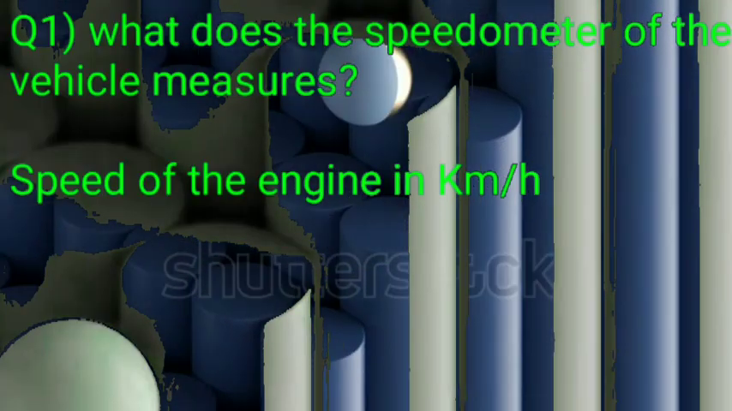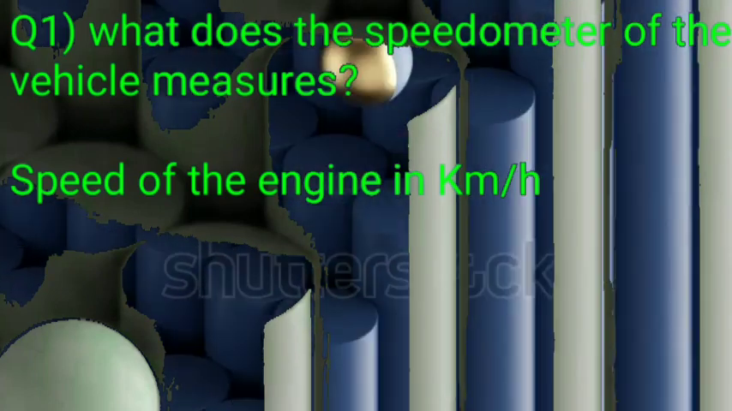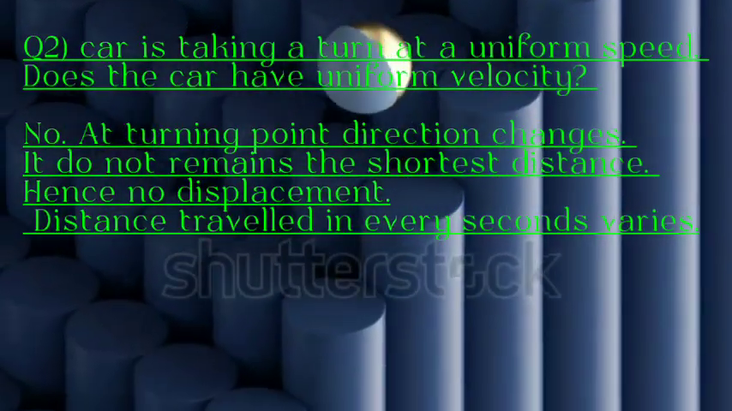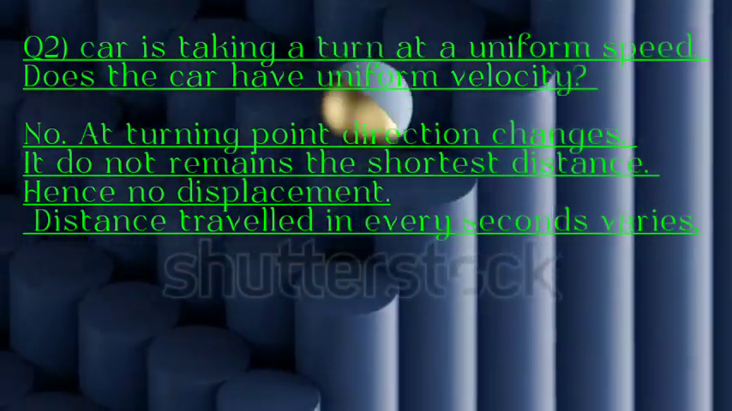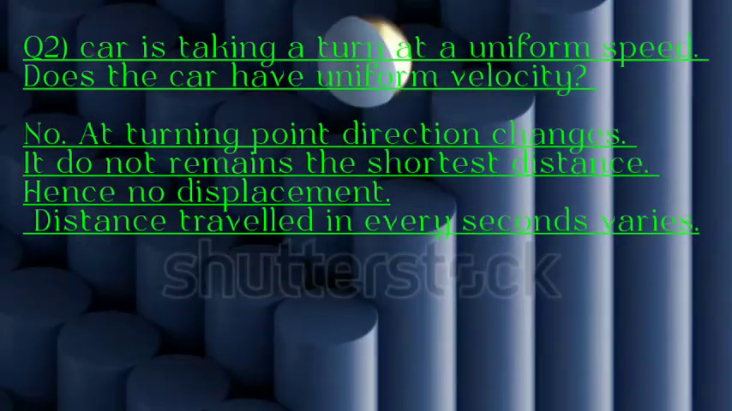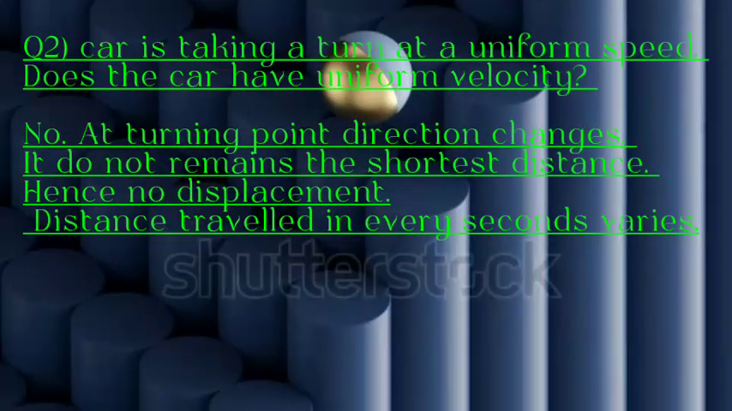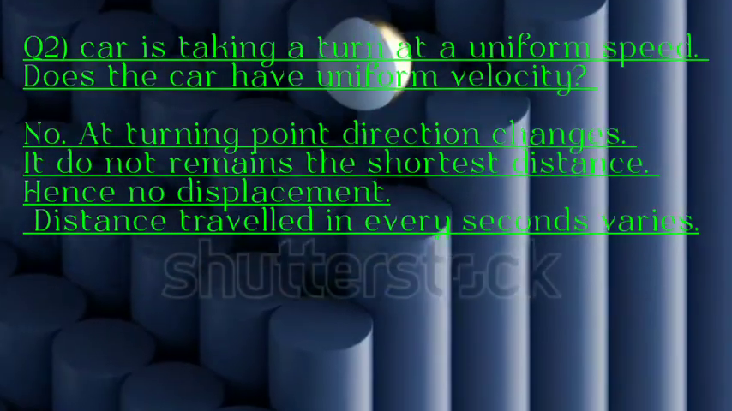Now we have done our concepts. Question number 1. What does the speedometer of the vehicle measure? That is the speed of the car in kilometer per hour. Question number 2. The car is taking a turn at a uniform speed. Does the car have uniform velocity? No. At the turning point, direction changes. It does not remain the shortest distance, hence no displacement. The distance traveled in every second varies.